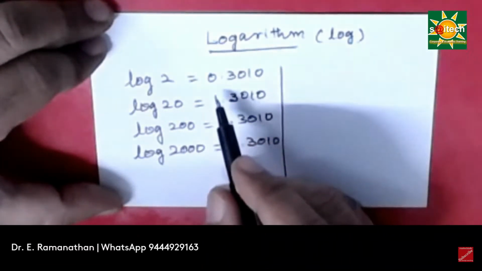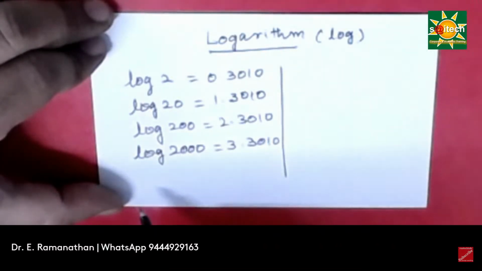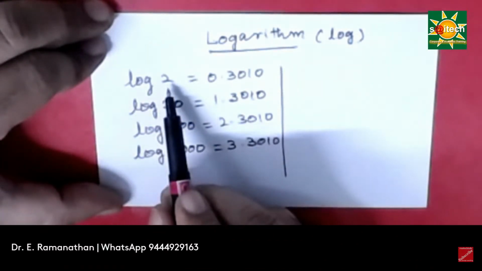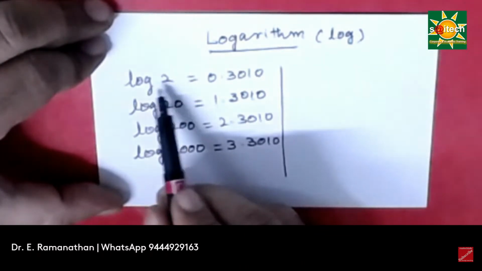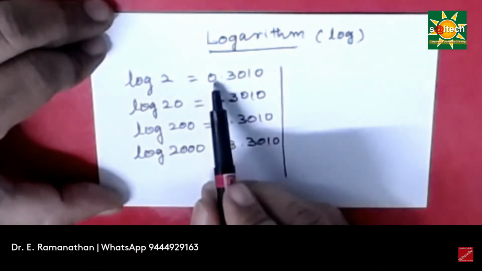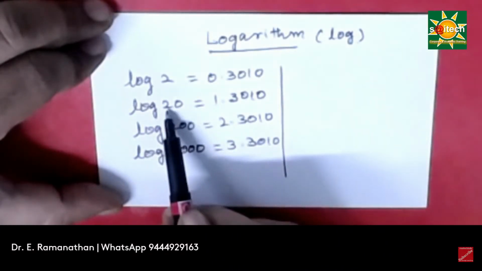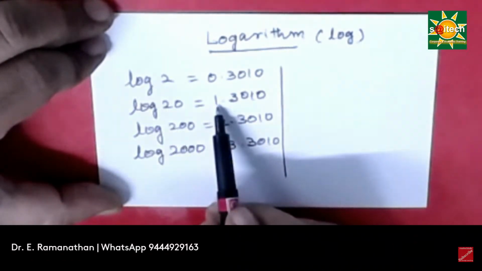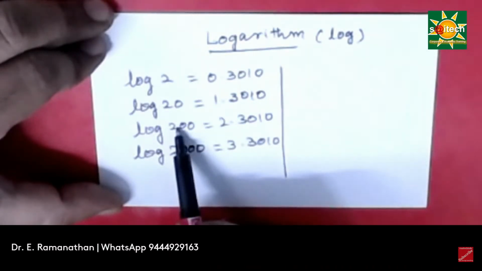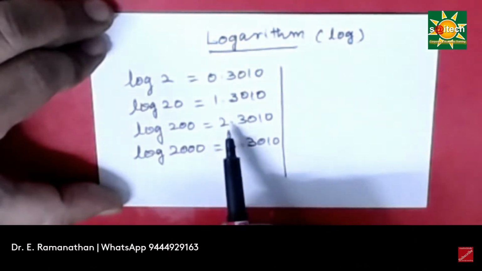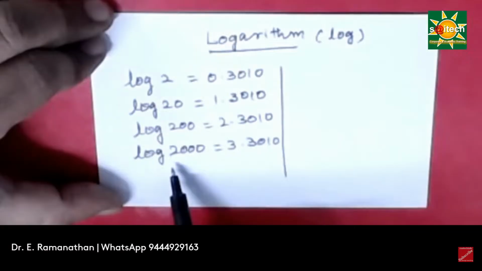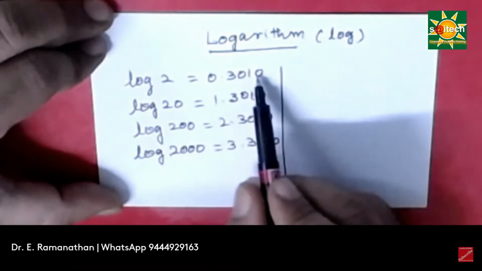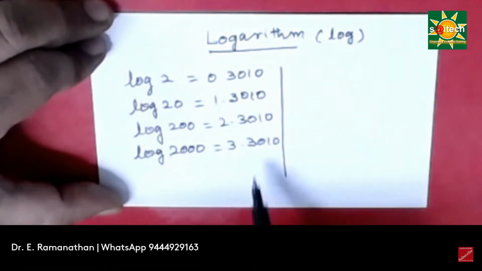What about this 0, 1, 2, 3? For example, when you have a single digit in the logarithm, you put 0. When there are 2 digits, you put 1. When there are 3 digits, you put 2. When there are 4 digits, we write 3. But being 2, we write the decimals as 0.3010 in all these cases.